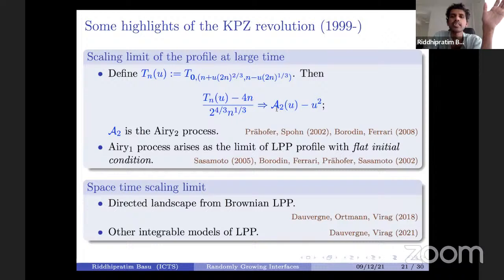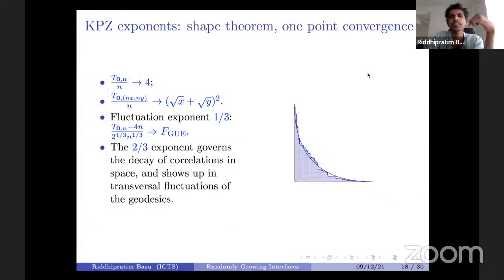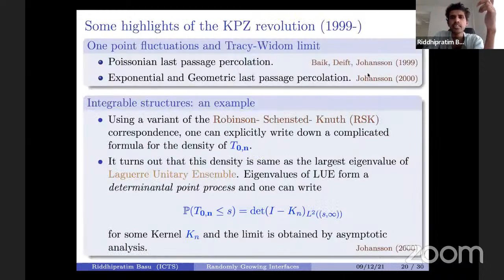Remember, look at this picture. You have something that is stationary, but it is growing like a parabola near the ends. When you move from the corner growth picture to the last passage percolation picture, it's essentially an inversion.